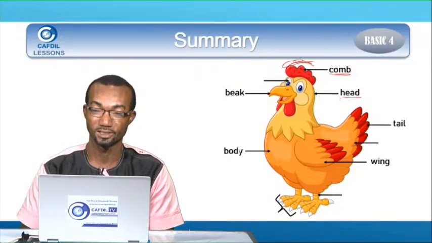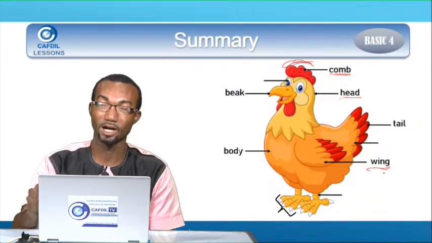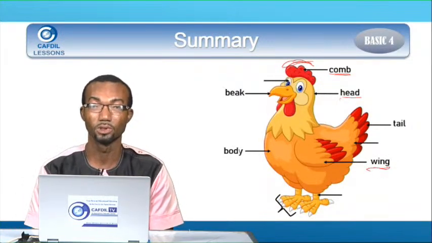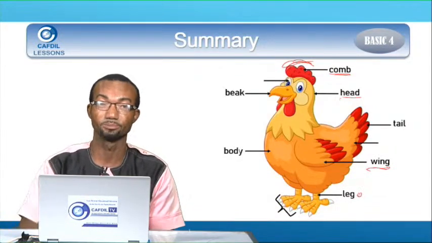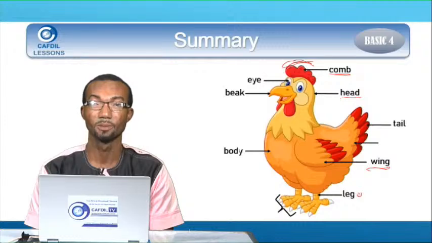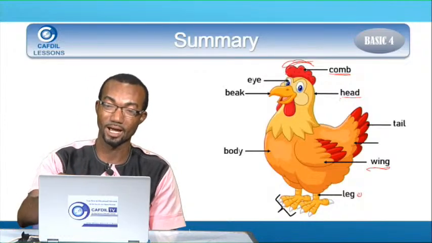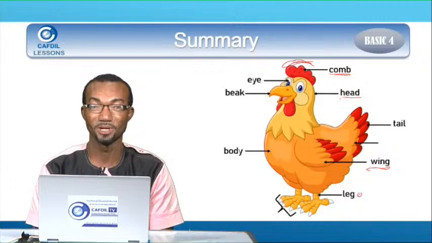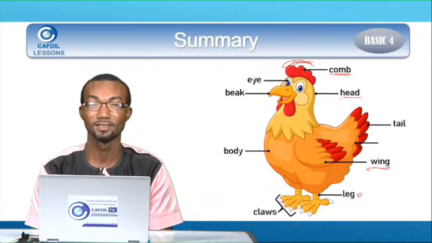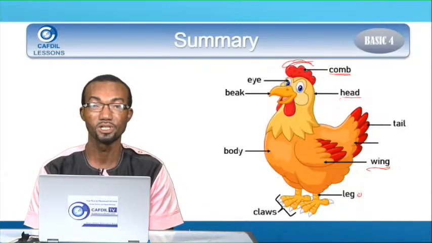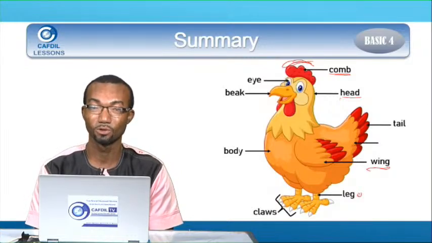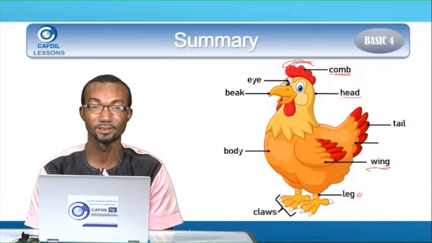They also have wings. How many wings do birds have? Two. They also have two legs, and there is the leg shown here. The bird also has an eye. This is the eye of the bird. And then lastly, the bird also has claws. We said there are many uses of the claws: they use them to catch their prey, hold tree branches, fight, hold their food, and the rest.